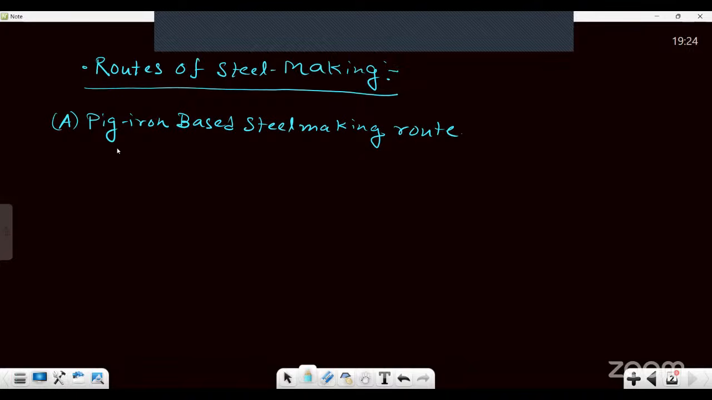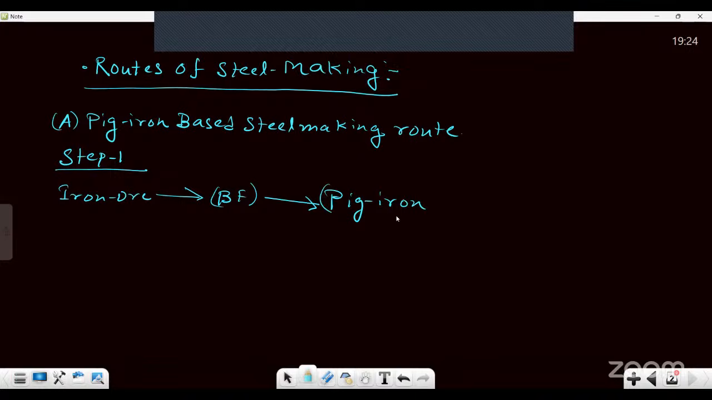So what are the steps that we follow here? In the pig iron based steel making route, we take the iron ore. The iron ore is directly charged into the blast furnace. This is basically iron making. And after that, by the iron making route, we produce the pig iron.